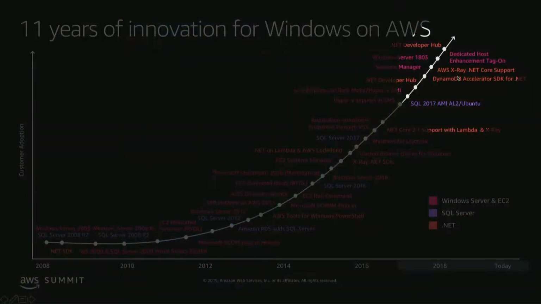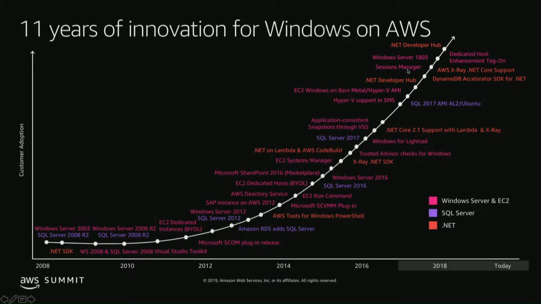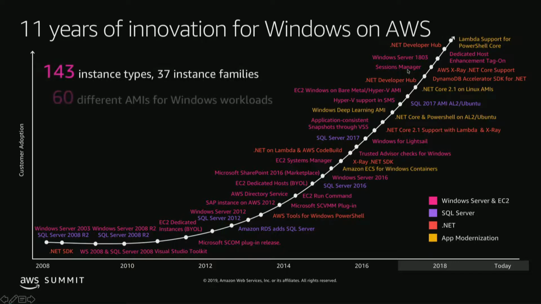So AWS X-Ray is a service, and they have a specific .NET SDK just for that one service, which allows you to instrument your applications. We're constantly adding things for the Windows developer. And also there's things like app modernization. So whether or not you want to use Windows deep learning, we have instance types for that. We have Lambda support for not only .NET Core, but also for PowerShell Core too.